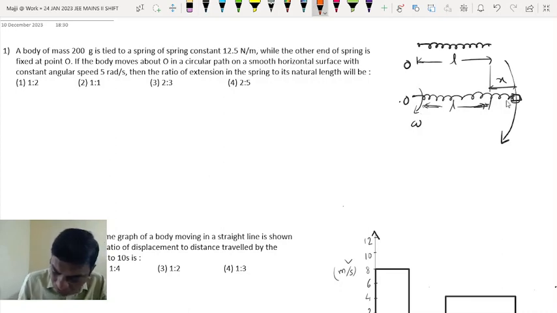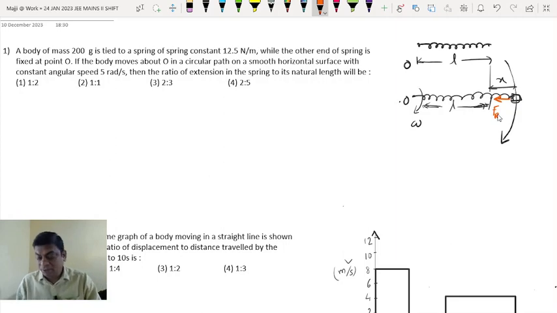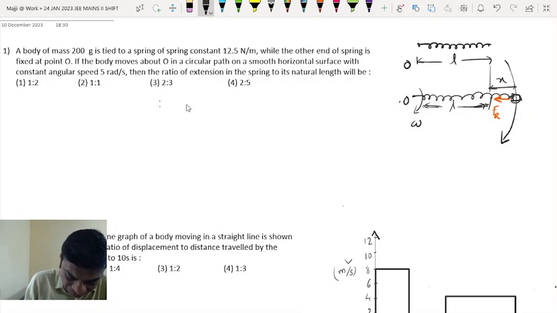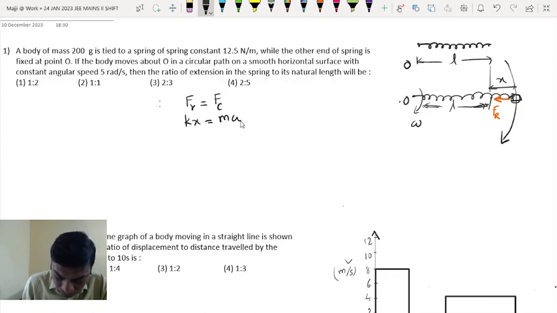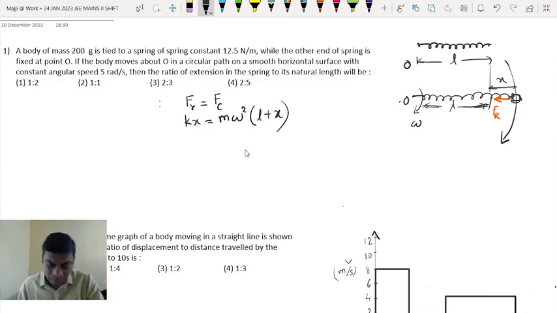So for any block to rotate, there has to be a centripetal force, and here this centripetal force is nothing but the restoring force in the spring because of extension. So applying the law of circular dynamics, I can write the required centripetal force will be provided by the restoring force of the spring. The centripetal force required for the block to go around this circle. Now this is k into x, as you know, and this will be m omega square into radius. Radius is this, m omega square r.